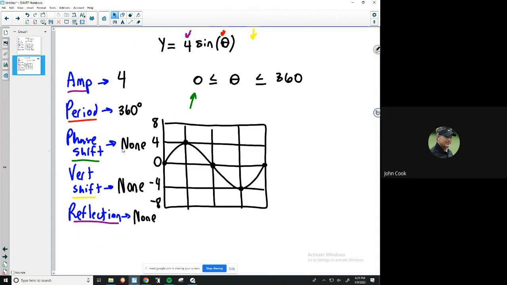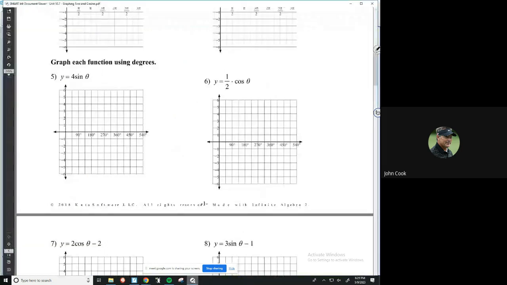And then the x-axis is going to start at 0, and then it's going to go up to 360. And then I just keep going in the middle. So 180, and then halfway between 180 and 360 is 270. Halfway between 0 and 180 is 90. There's our graph for sine of theta. Okay. All right, now let's take a look at another one.